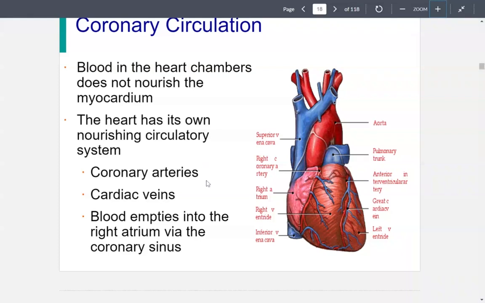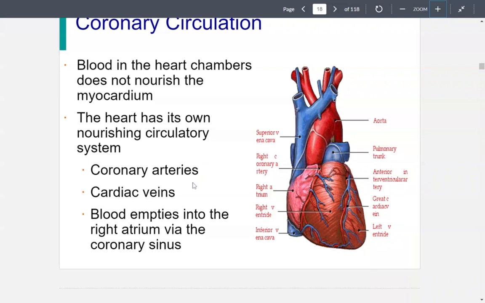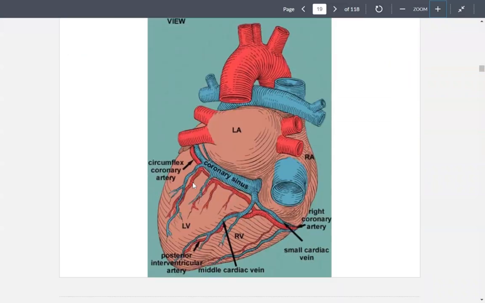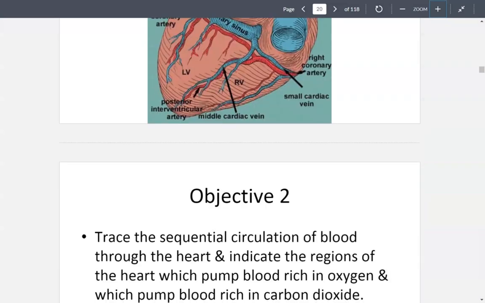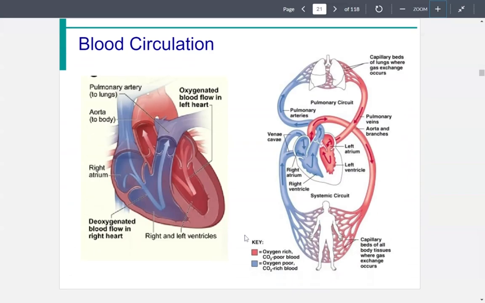All right, so as I mentioned in the last audio, the coronary circulatory system provides the heart with nourishment and removes waste products, and the heart is not supplied by the blood within its actual chambers. Here's another image of those arteries and veins from a different angle. As I mentioned, this particular PowerPoint is going to come back.